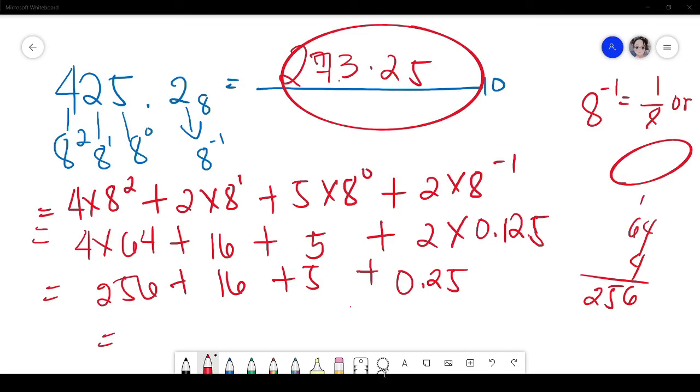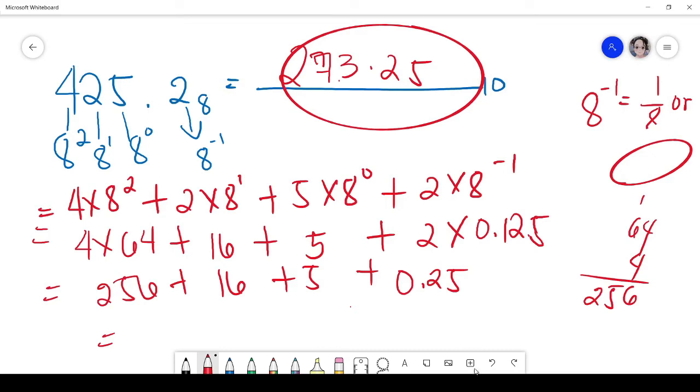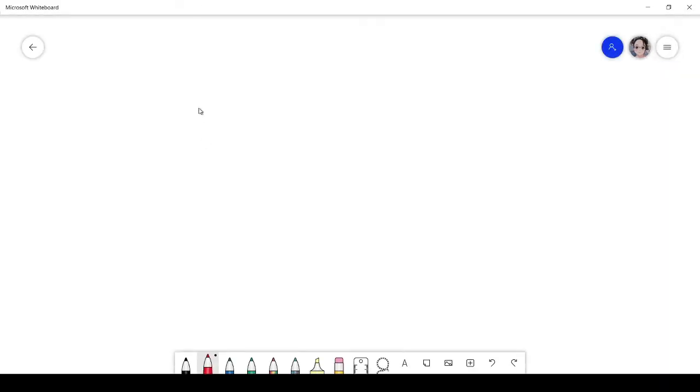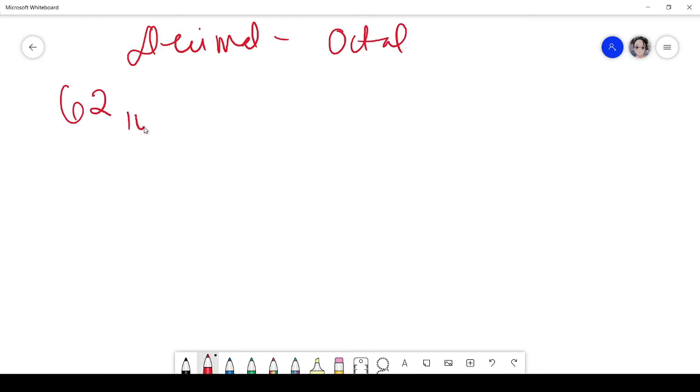Okay, now let's continue. So, atong i-convert si decimal na pod into, so we are done with octal to decimal. This time, we will do decimal to octal or vice versa. Okay, let's say for example, you have a given of 662 decimal to octal. Okay?